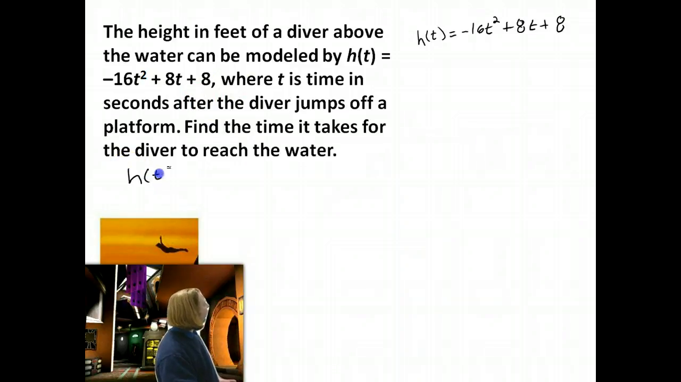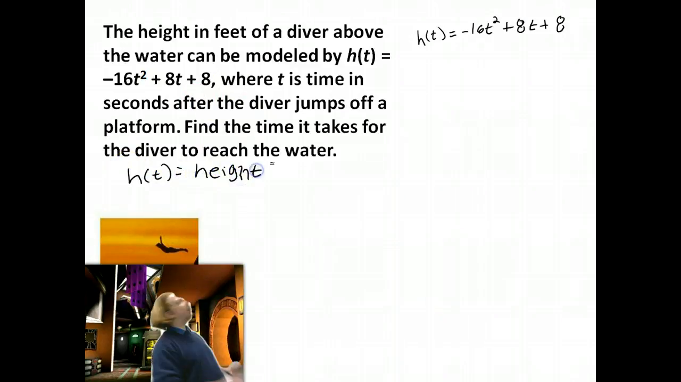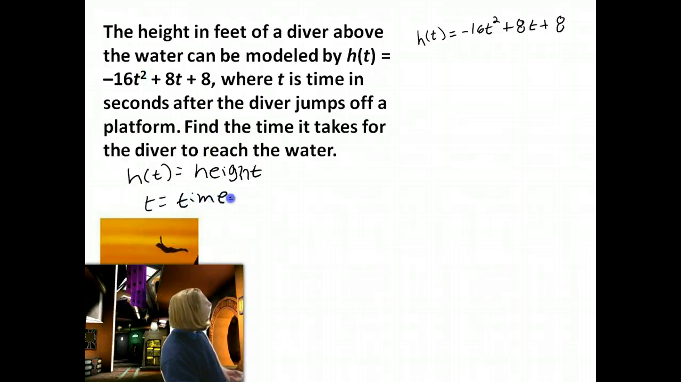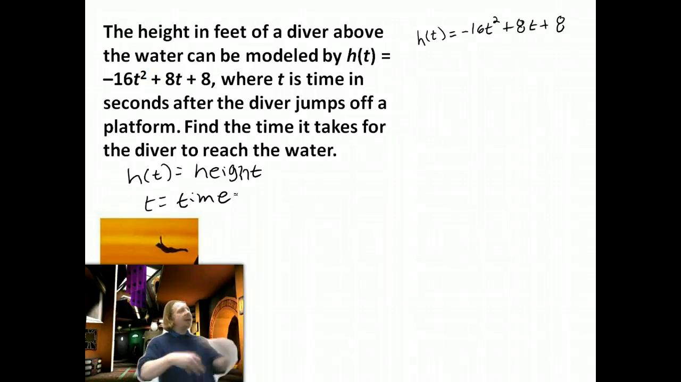H of t is the height we are above the water. T is the time we spend in the air. So as time goes on, this equation is going to kick out a number that's decreasing until it gets down to 0, which is the point where we've plunged into the water. And as time continues, we are now under the water.